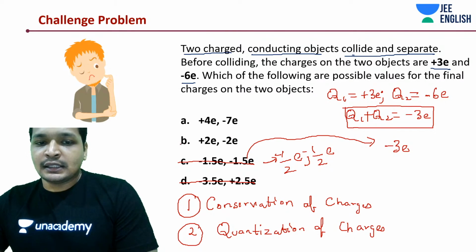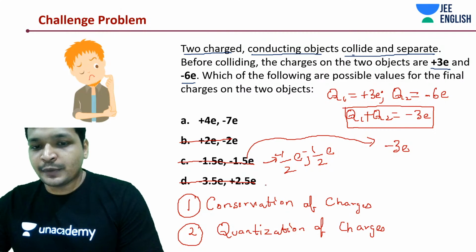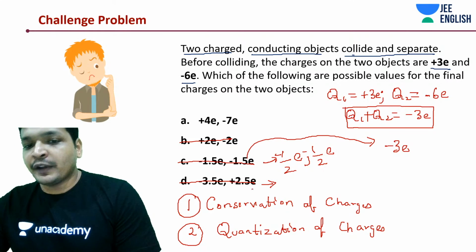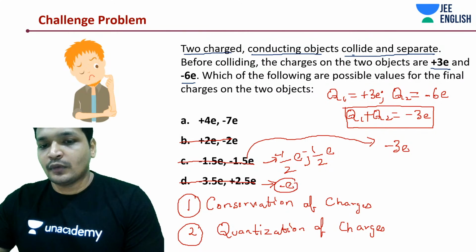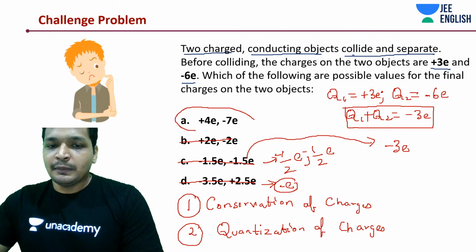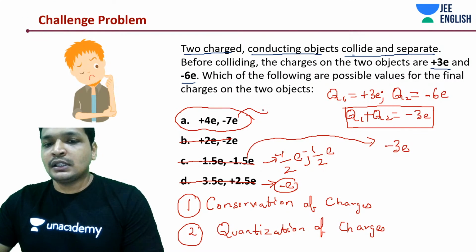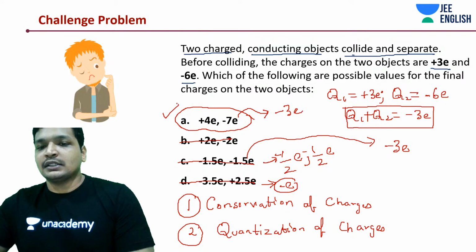Whereas this is anyway not following conservation of charge, because minus 3.5e plus 2.5e is going to give you minus e. Alright, and what about this? Plus 4e minus 7e. What is the total amount of charges? It's minus 3. A should be the answer.